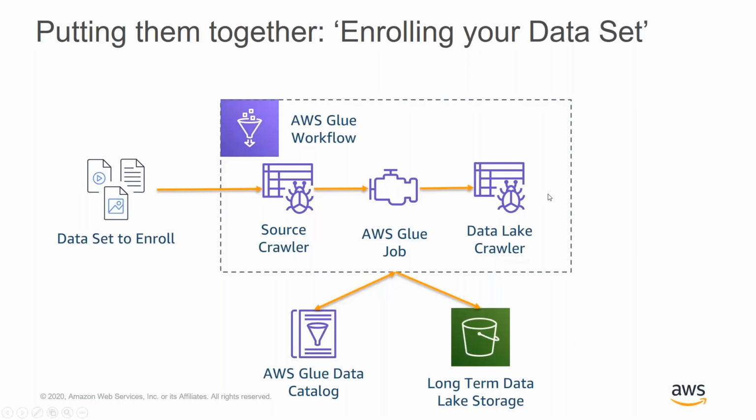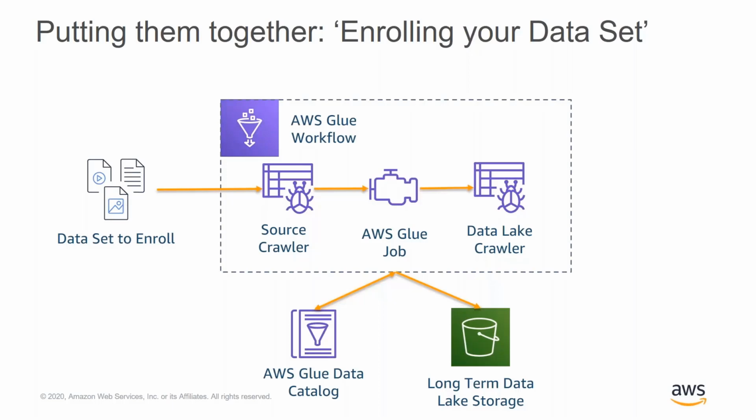The Glue job sucks in that data from its location, and it knows where it is, and it knows all the columns because it's been crawled by the crawler, and the data catalog has been populated. It does its transformation, writes that out into the long-term storage, and then you have a final crawler that crawls the long-term storage to detect any changes that might have been made in that Glue job.